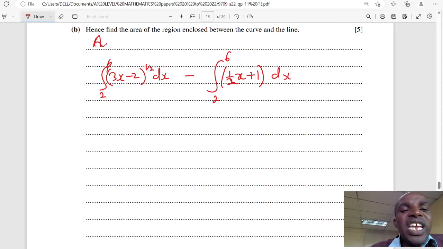But first thing you say, area is equal to area below the curve minus area below the line. You can even write it as your first statement, right? Then integrate this part. You get what? You get here 3, then times 1 over half plus 1. Then x to the power.